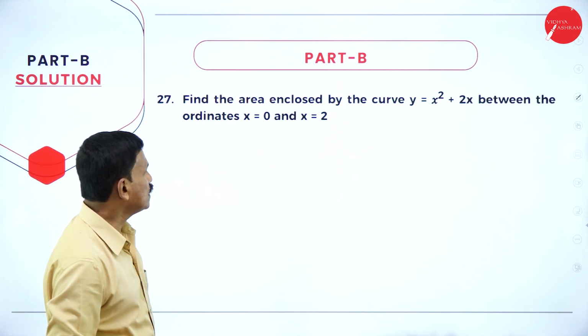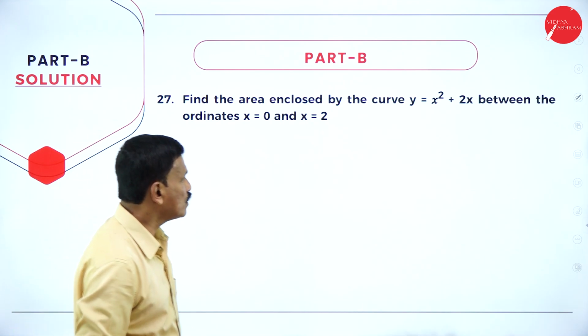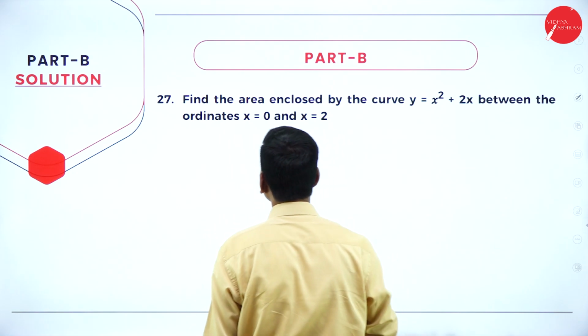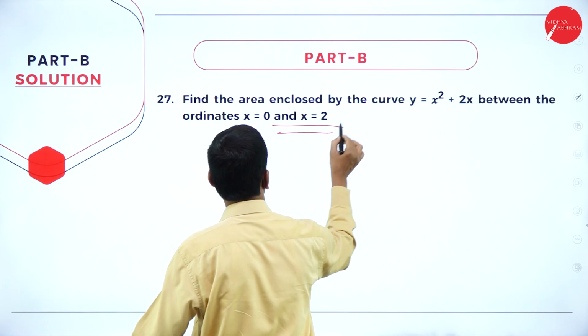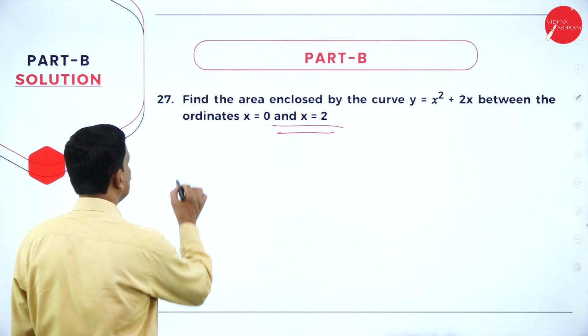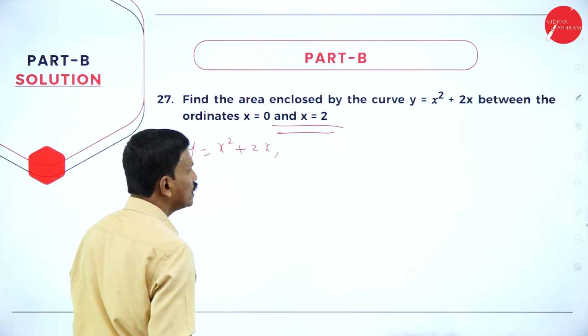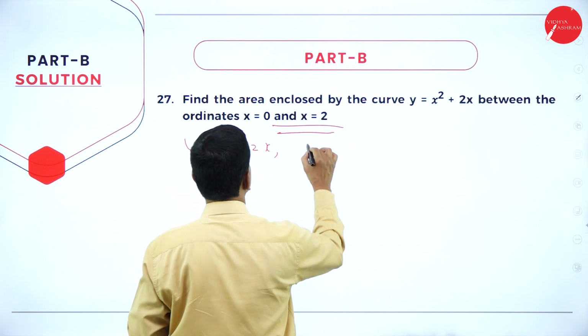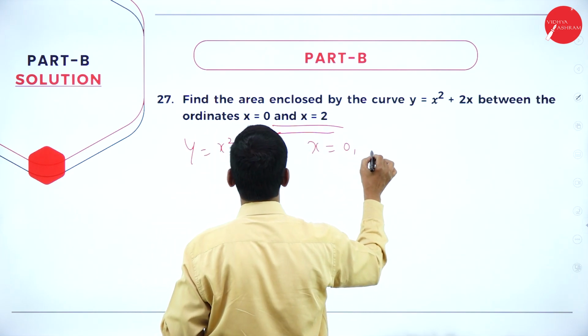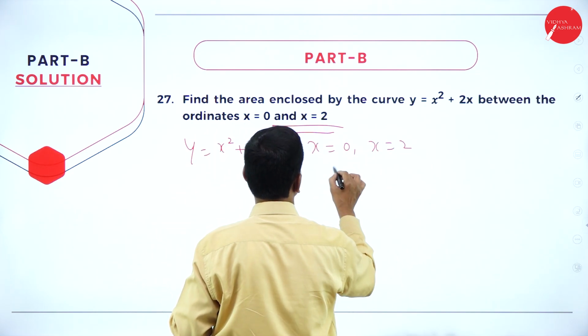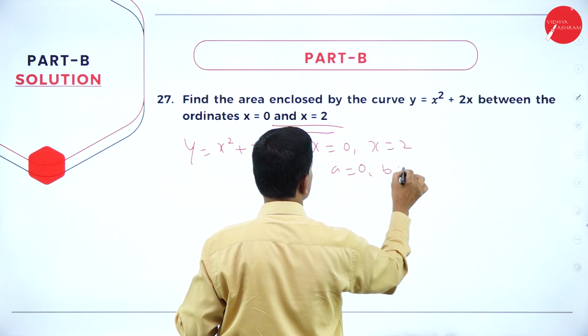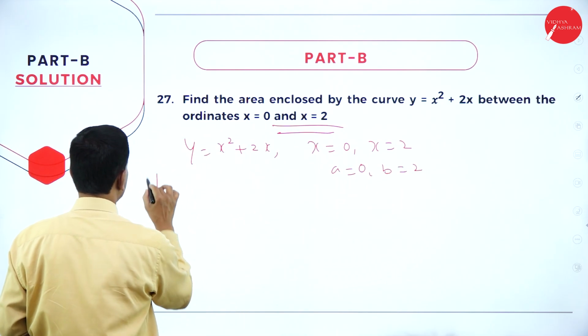Find the area enclosed by the curve y is equal to x square plus 2x between the ordinates x is equal to 0 and x is equal to 2. Now what is given here? Given y is equal to x square plus 2x and between the ordinates, so it is on the x axis, x is equal to 0 and x is equal to 2, that is a is equal to 0, b is equal to 2.